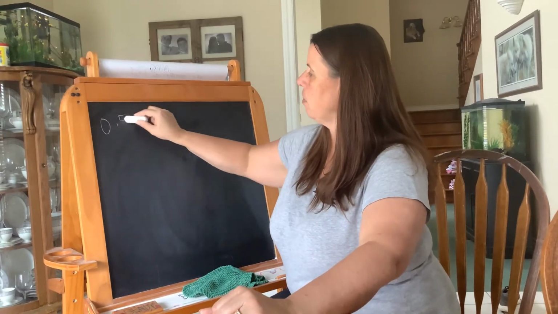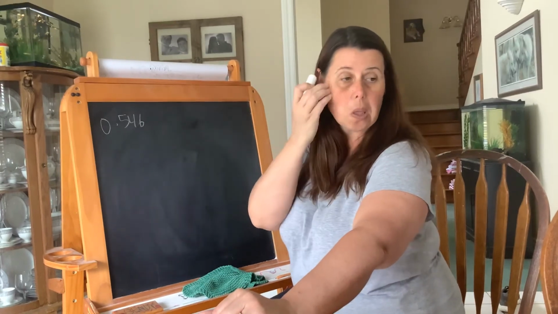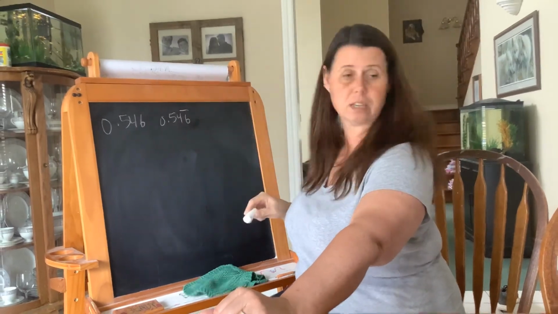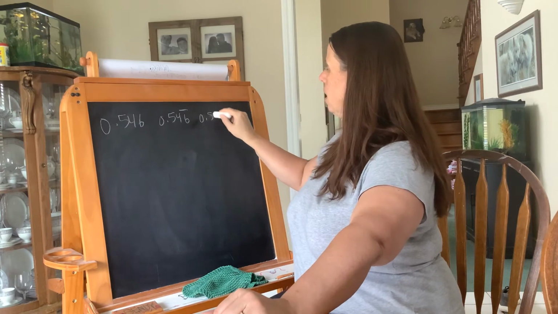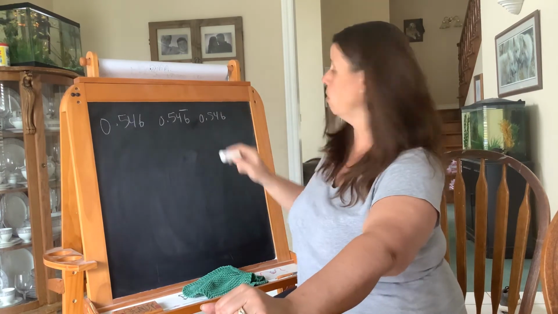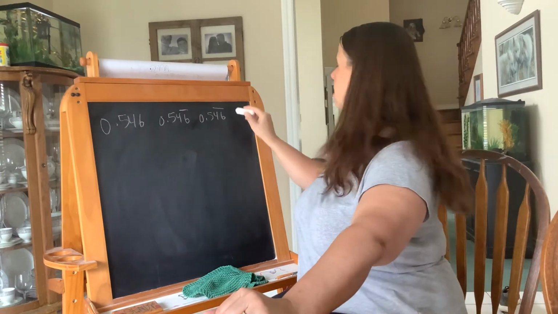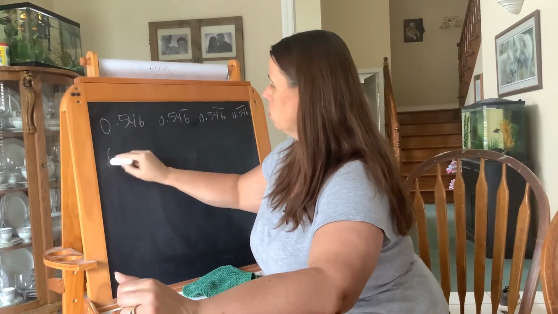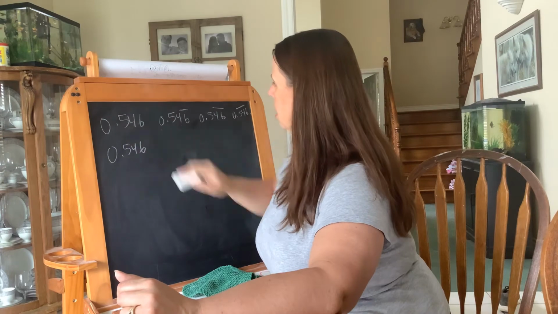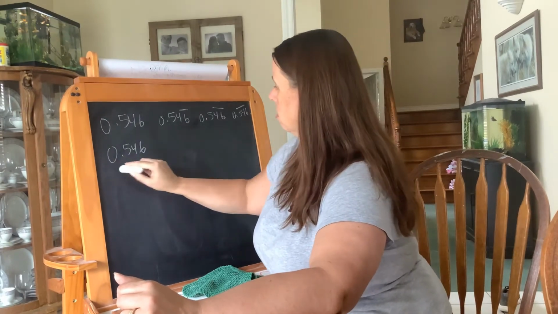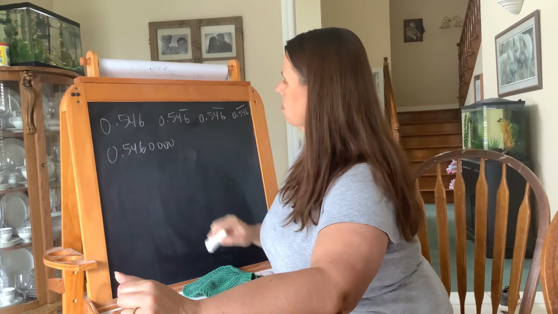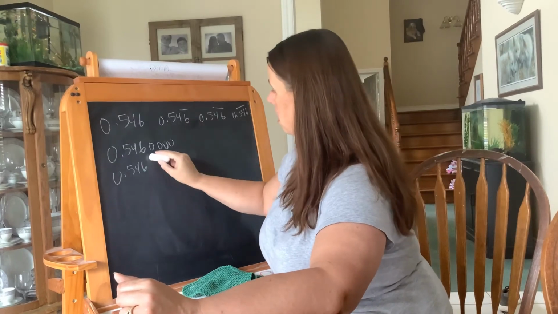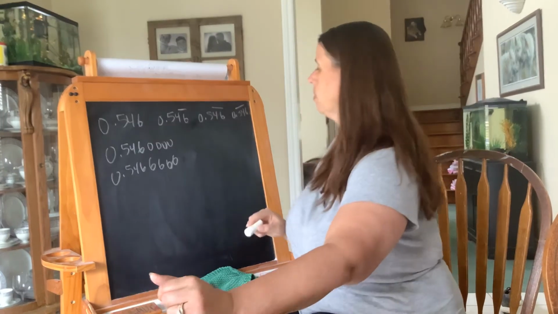Okay, 0.546. 0.546 with the 6 repeating. 0.546 with the 46 repeating, and 0.546 with all of it repeating. Okay, so this would just be 0.546. Nothing happening there, no repeatings. So technically there would be zeros after this, right? Then 0.546 with the 6 repeating, so then it would be 6, 6, 6, 6.